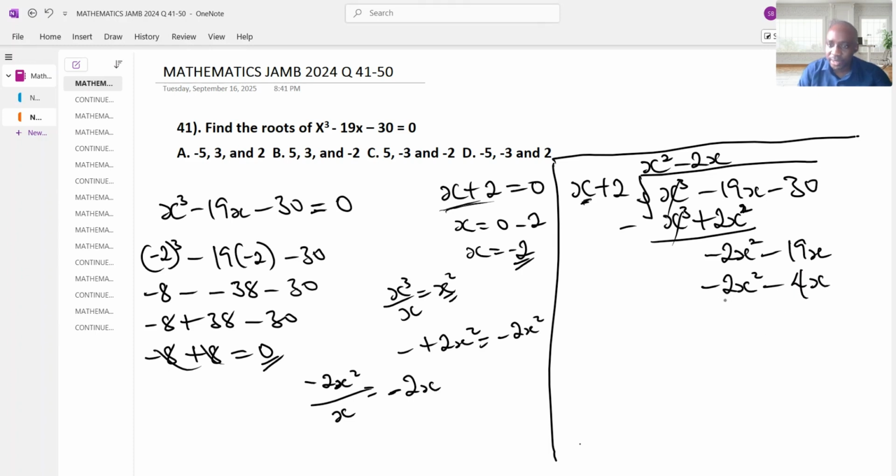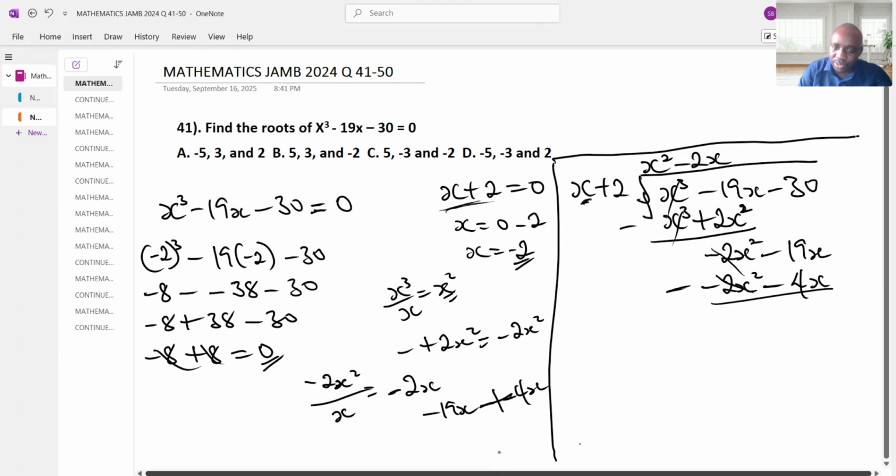Minus 4x. Now, we divide it again. This one cancels out each other. What we have here is minus 19x minus minus 4x. Let me write it out first: minus 19x minus minus 4x. Minus times minus gives me plus, so this one will change to plus.